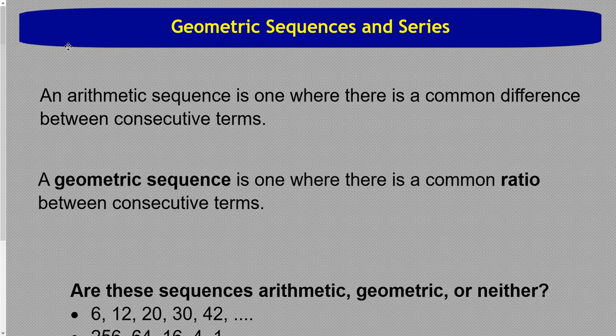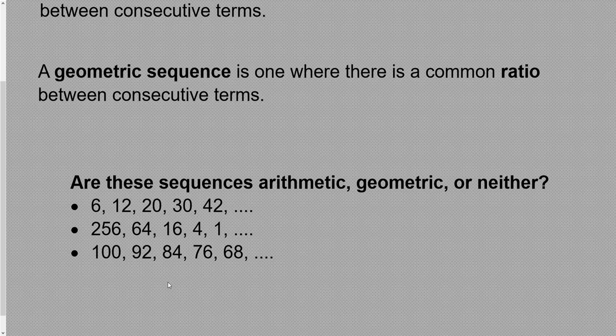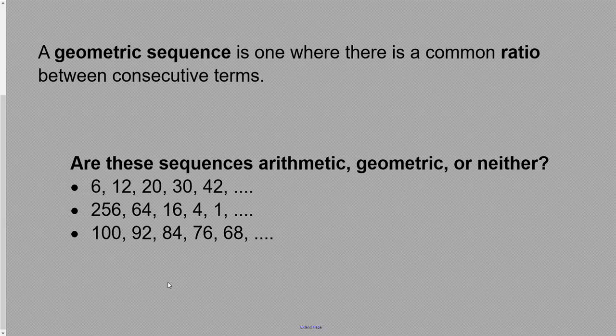A geometric sequence is one where there is a common ratio between consecutive terms. So rather than adding or subtracting, meaning if we subtract the previous term, we always get the same number, we will be finding the common ratio by dividing by the previous term. So if we look at these three examples, are they arithmetic, geometric, or neither?